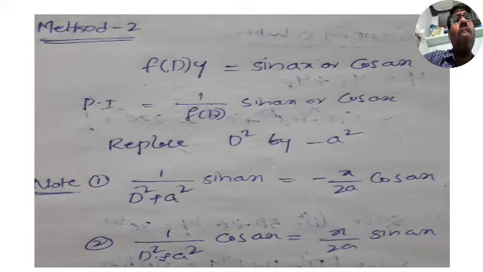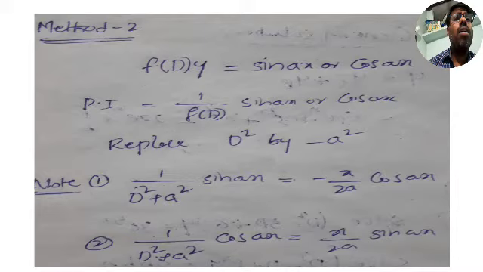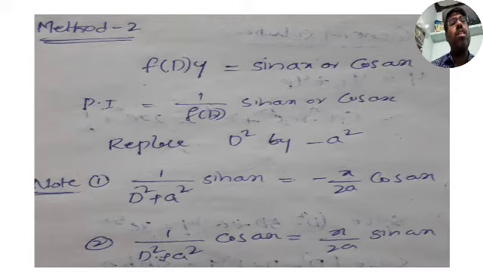What it says: f of D of y is equal to sin x or cos x. The method is simply to replace D square by minus a square. The special cases are when the denominator is 0: 1 by D square plus a square of sin x and 1 by D square plus a square of cos x. For sin x, the formula is minus x by 2a cos x, and for cos x, the formula is x by 2a sin x.